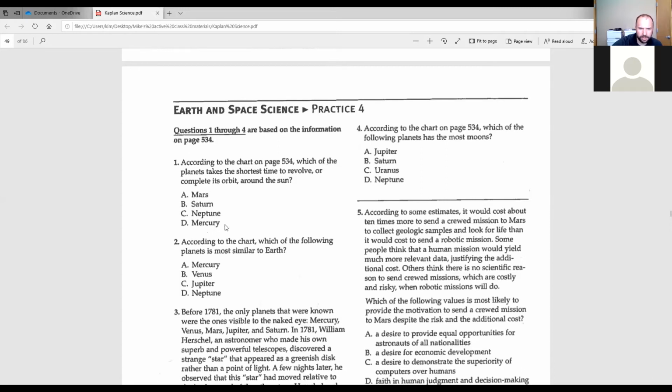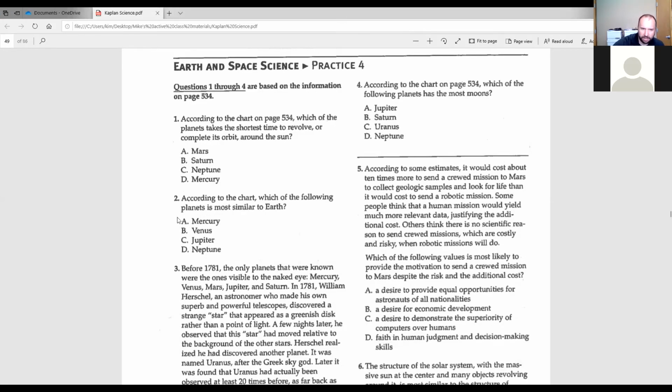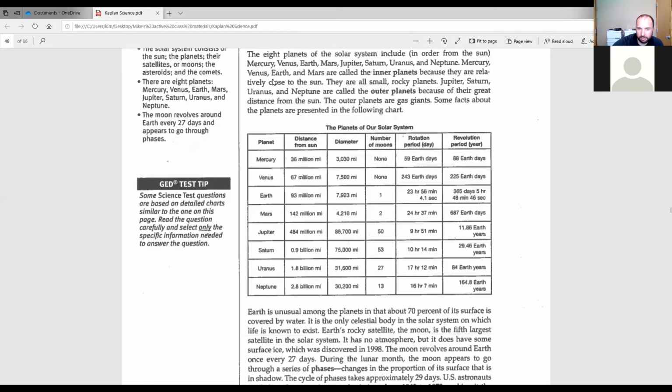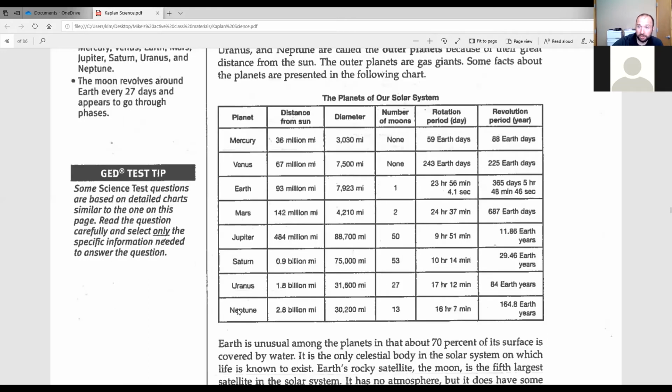All right. So here's an interesting question. Interesting in that it's kind of vague. According to the chart, which of the following planets is most similar to Earth? Mercury, Venus, Jupiter, or Neptune? Okay, so if we keep those in mind, Mercury, Venus, Jupiter, Neptune, let's look back here for a minute. Well, we know Jupiter and Neptune aren't very similar to Earth in distance, in diameter, in moons, in any way. So Jupiter and Neptune are the 2 I'd throw out for sure.